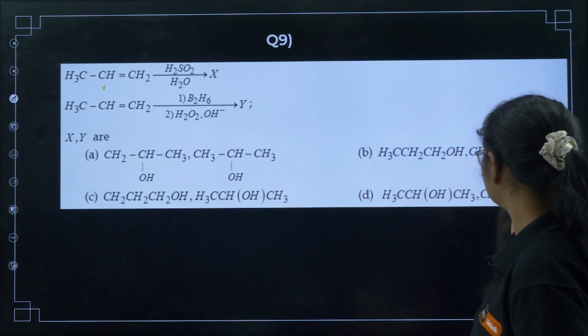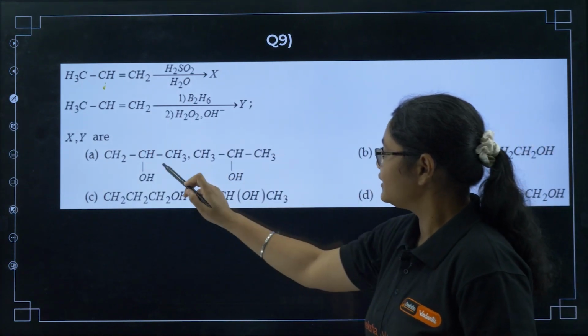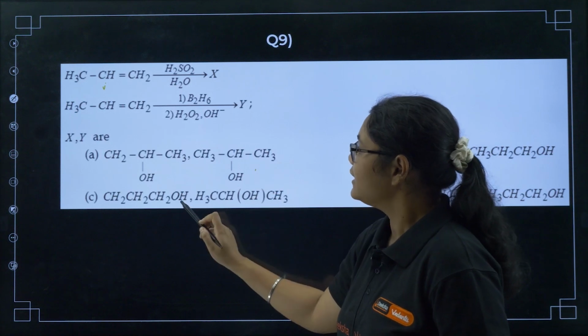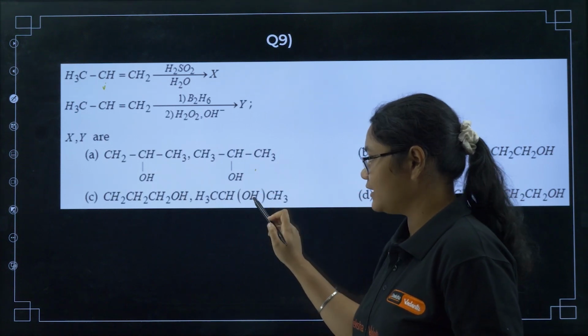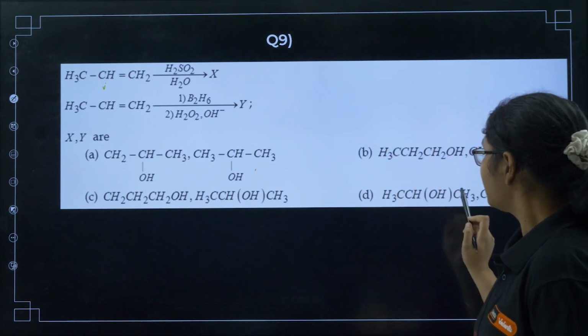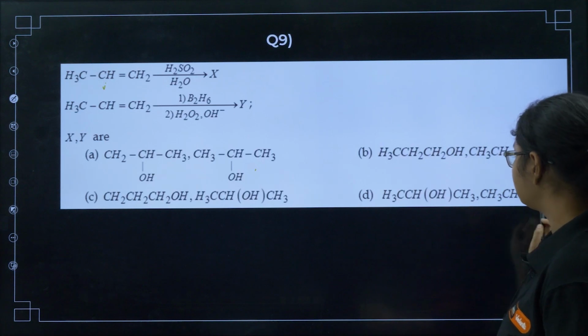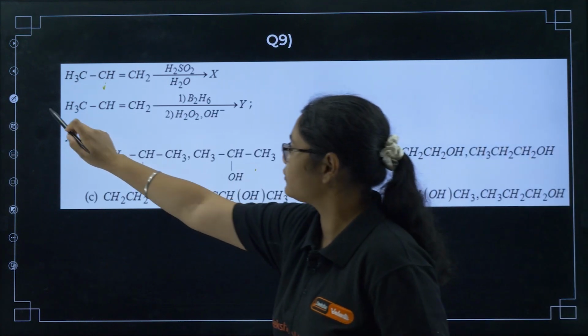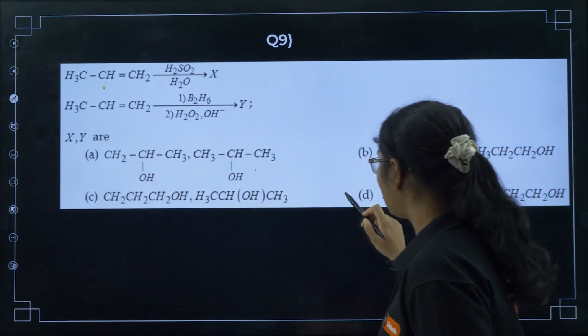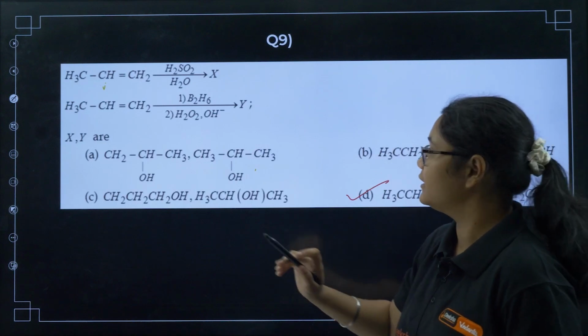Here you can see both are following anti-Markovnikov, here both are following Markovnikov, here it is anti-Markovnikov and here it is Markovnikov, so this is wrong. Here you can see Markovnikov rule is followed, and for the next one anti-Markovnikov rule is followed, so the correct answer is option number D here.